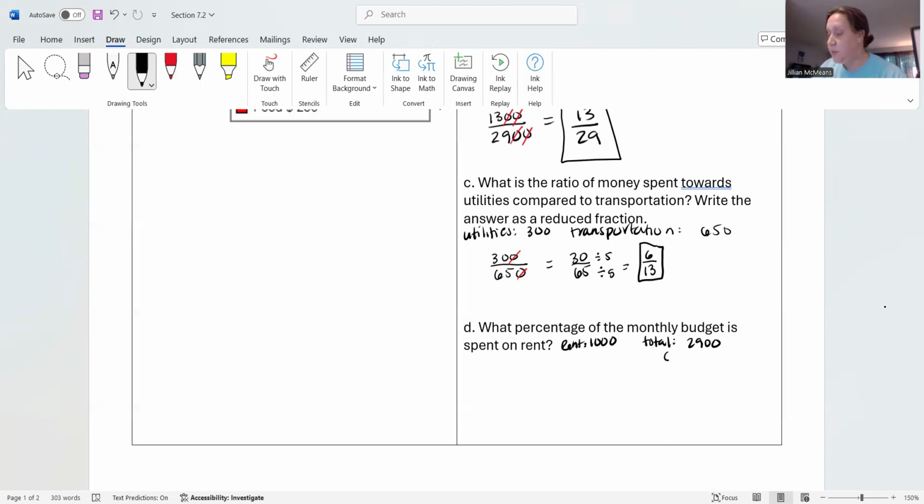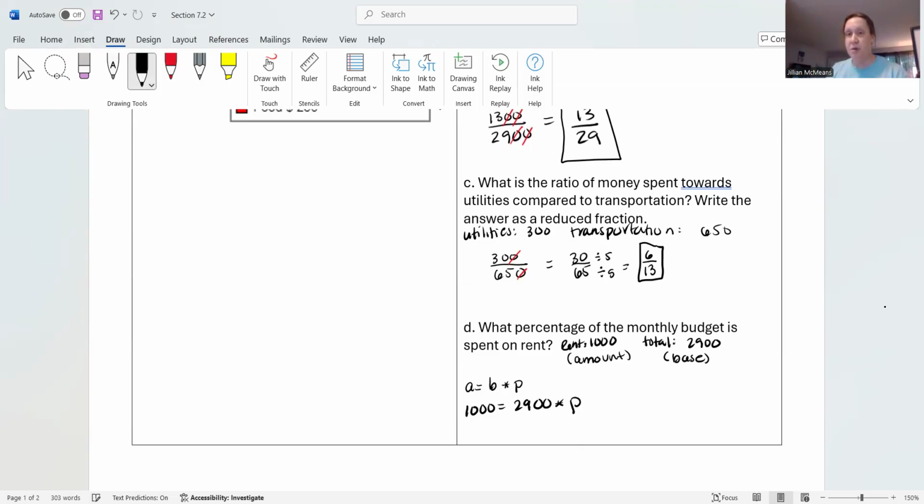Okay. So the total monthly budget is going to be our base, and then the rent is going to be our amount. And if memory serves me, we need to do the equation maybe. Let's just do the equation because I'm thinking about a previous video. So let's do the percent equation. So the percent equation is amount equals base times percent. Okay, so we fill in the amount and the base, and then we need to solve for the percent. So we're going to get 1,000 equals 2,900 times percent.